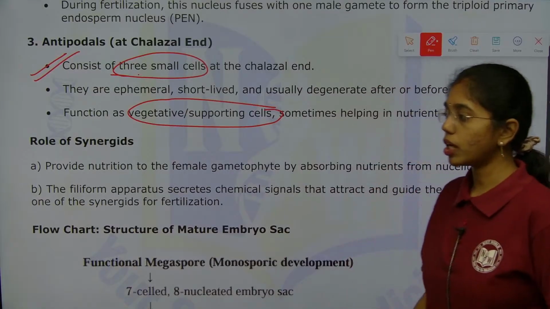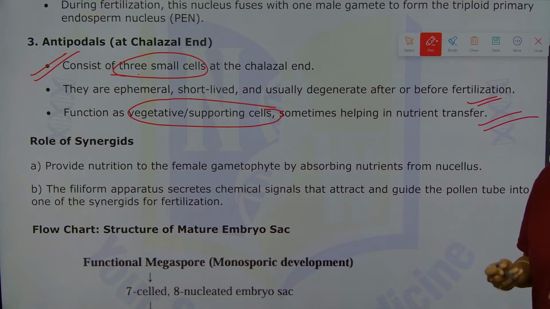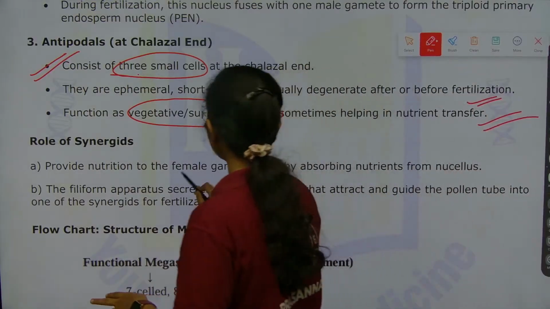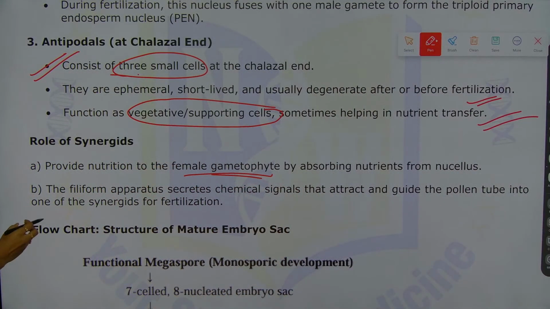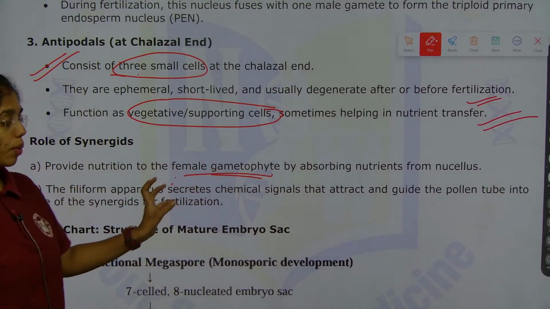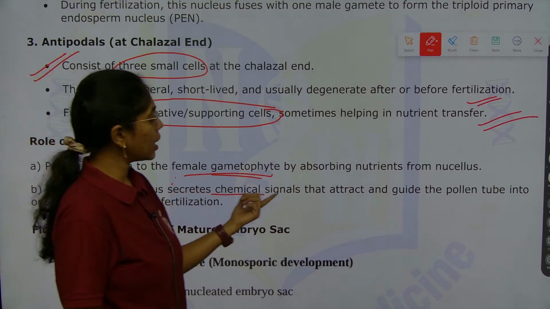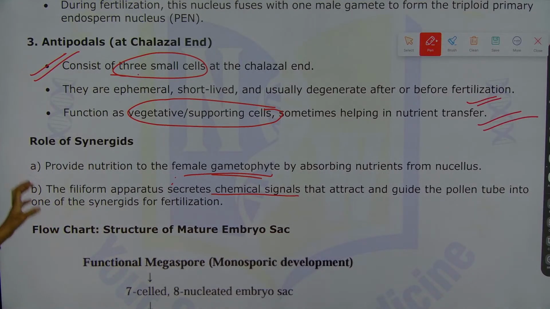What do they function as? Vegetative or supporting cells. Sometimes they also help in nutrient transfer. The role of synergids: they provide nutrition to the female gametophyte by absorbing nutrients from the nucellus. So, the female gametophyte absorbs nutrients only from the nucellus cells. The filiform apparatus secretes chemical signals that attract or guide the pollen tube towards the synergids for fertilization.